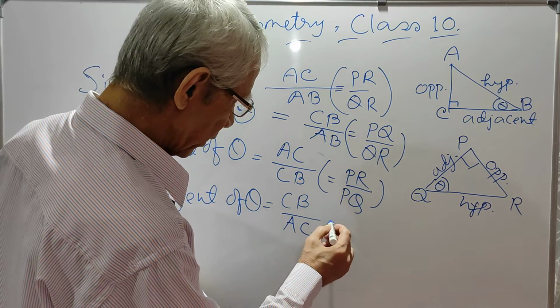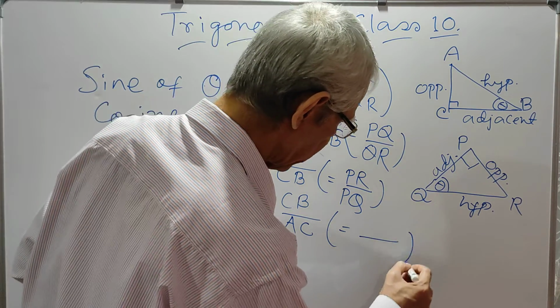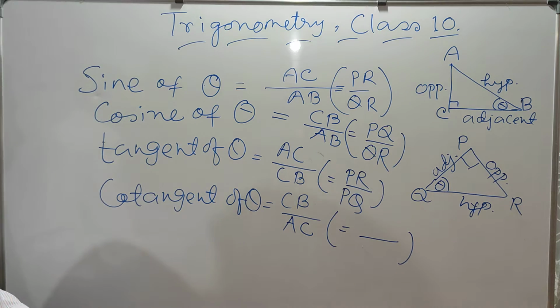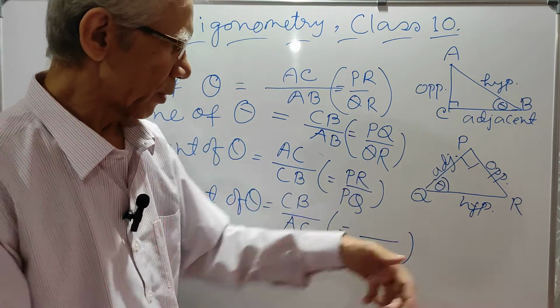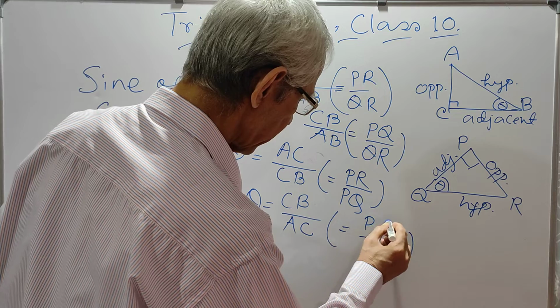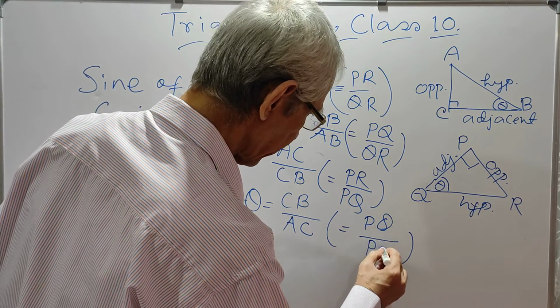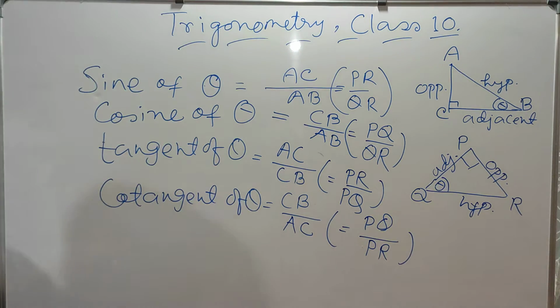And in this triangle, what will be this one? Which ratio? Adjacent by opposite. That means PQ by PR. Did you follow?